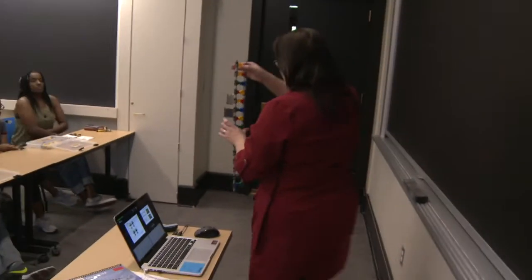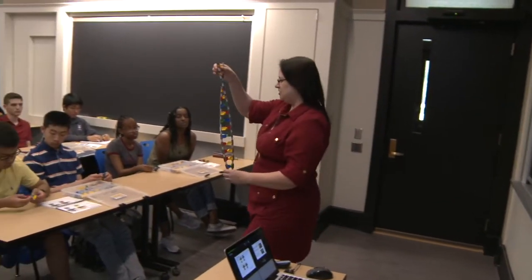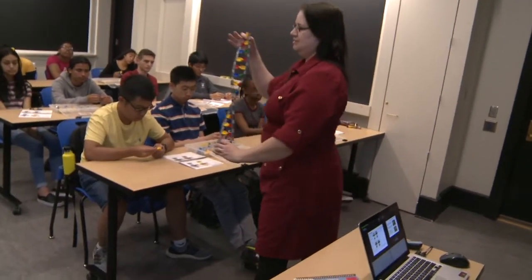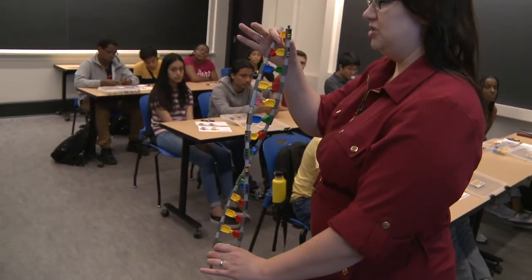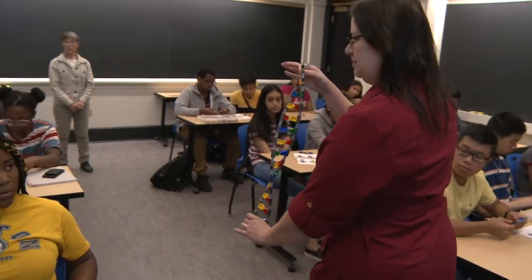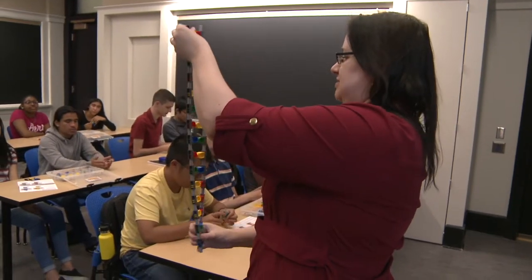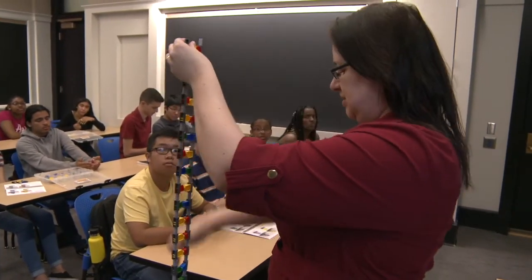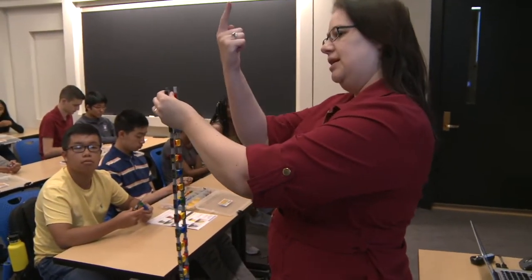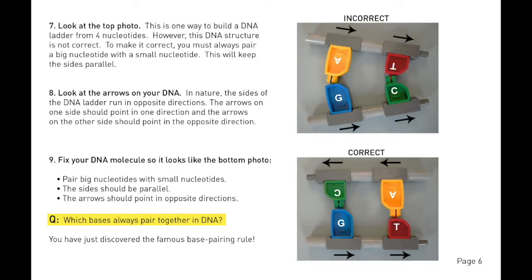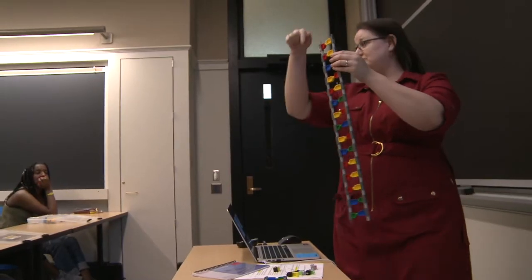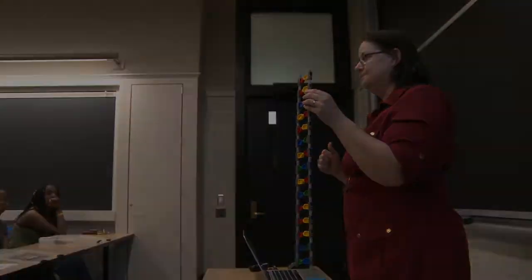Yep, excellent. So I'm gonna come around. What else do you notice, particularly maybe about the arrows on my DNA structure? Yeah, exactly. So they go opposite directions, right? These nucleotides are going this way, these nucleotides are going this way, right? Kind of like a two-way street. So that is why DNA is called anti-parallel. It's because the nucleotides are going in opposite directions as opposed to the same direction.